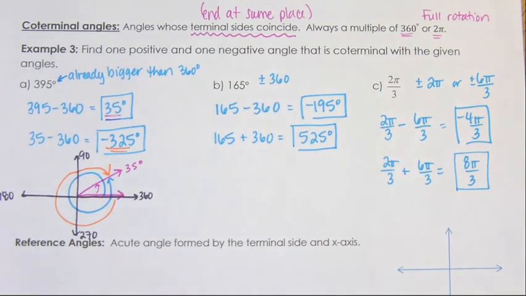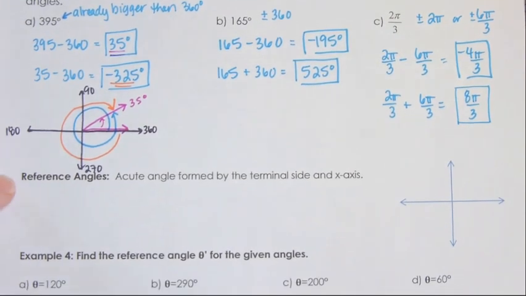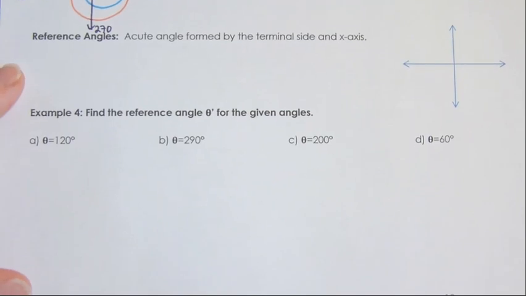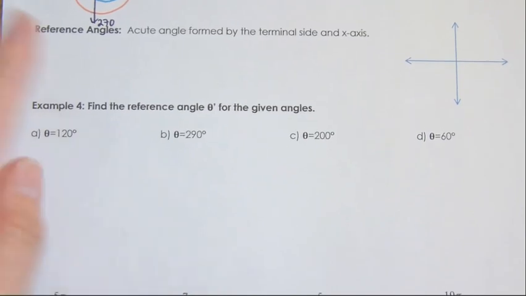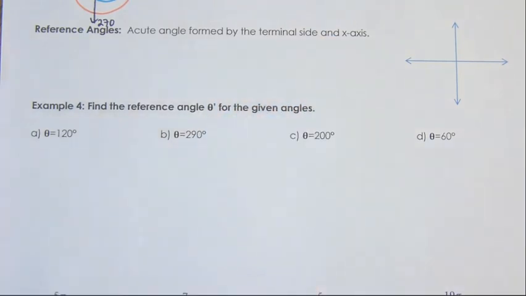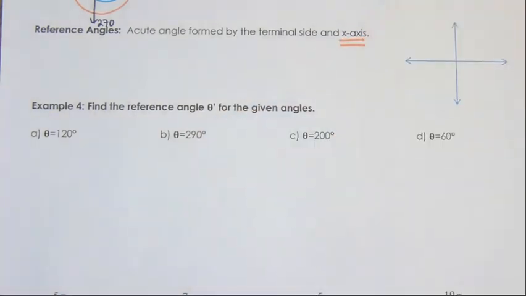All right. Reference angle. Now, if you look, we're going to get some really big or really small angles. So we need something to refer to to do work. We're going to get into doing work with these. So a reference angle, first of all, is always acute. It's formed by the terminal side and the x-axis. So that's huge here. It's always going to be formed by the x-axis.